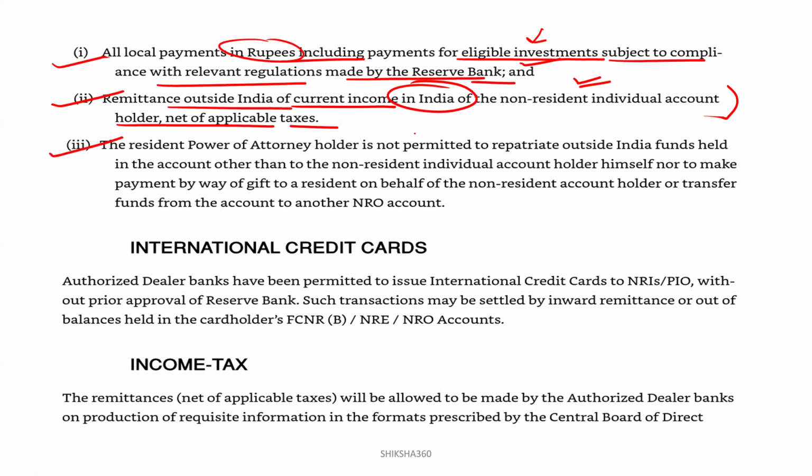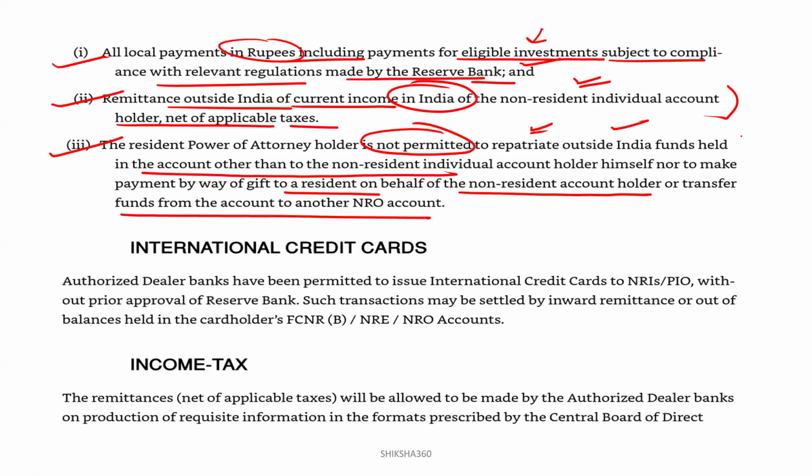The resident power of attorney holder is not permitted to repatriate, that is, to transfer funds held in the account outside India, other than to the non-resident individual. Only to the account holder can they transfer funds outside India, not to any other person. They do not have that power. Nor can they make payment by way of gift to a resident on behalf of the non-resident account holder, or transfer funds from the account to another NRO account. These are not the powers given to him.